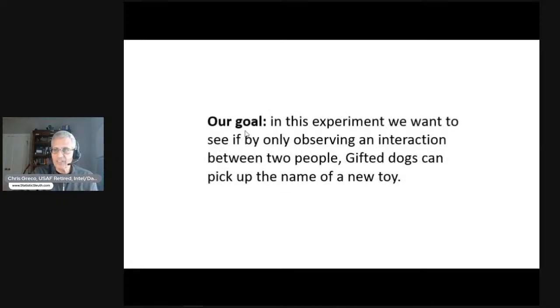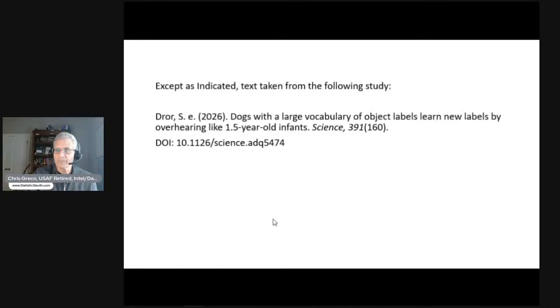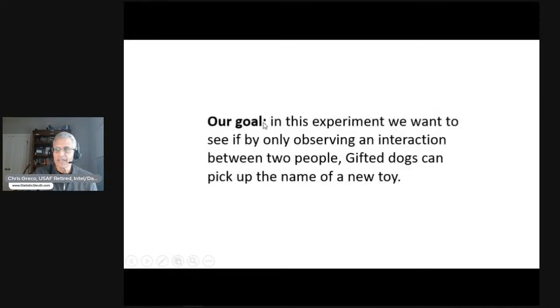So this is from the study again. "Our goal in this experiment, we want to see if by only observing an interaction between two people, gifted dogs can pick up the name of a new toy." So this is very important. That's the goal. So let's go back, right? Dogs with a large vocabulary of object labels learn new labels by overhearing. I don't like the "like 1.5-year-old," but whatever. Then it goes back to the goal. In this experiment, we want to see if by only observing an interaction between two people, gifted dogs, not all dogs, not even some dogs, gifted dogs can pick up the name of a new toy.